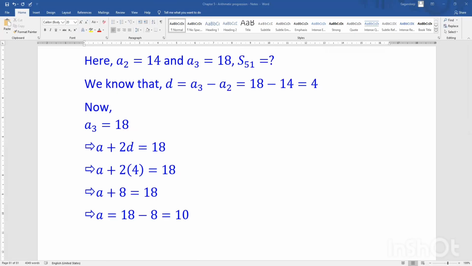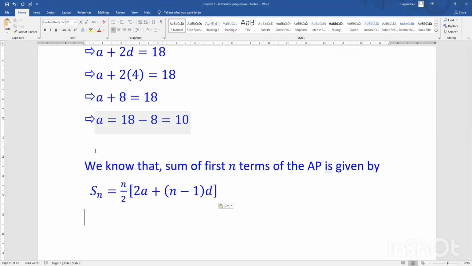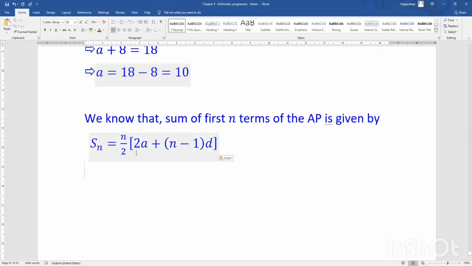Next, what we are going to do is we are going to use the Sn formula. So Sn formula, we have n by 2 into 2a plus n minus 1 into d. So Sn is equal to n by 2 into 2a plus n minus 1 into d. Now we need to find out sum of first 51 terms. So that means I need to replace n with 51. Okay.